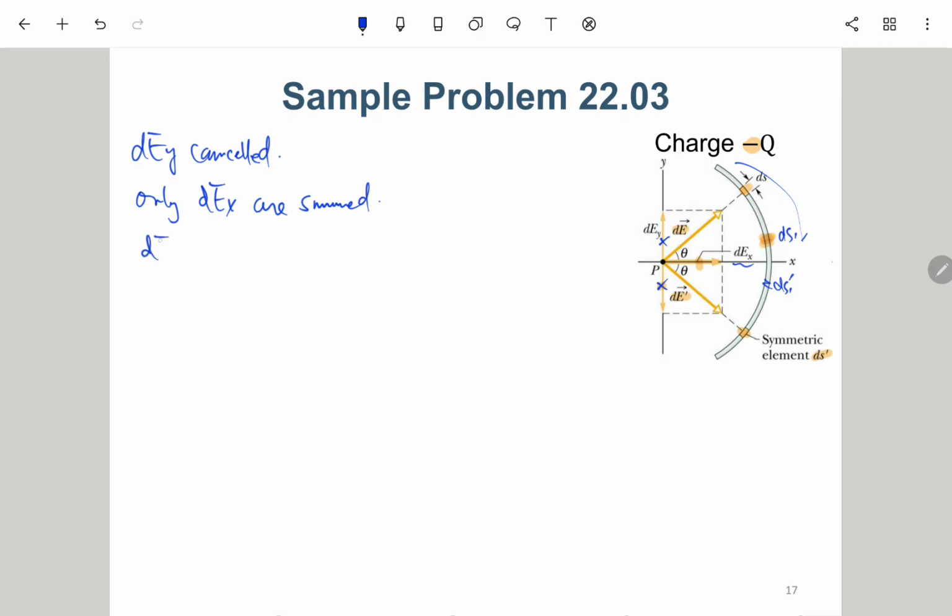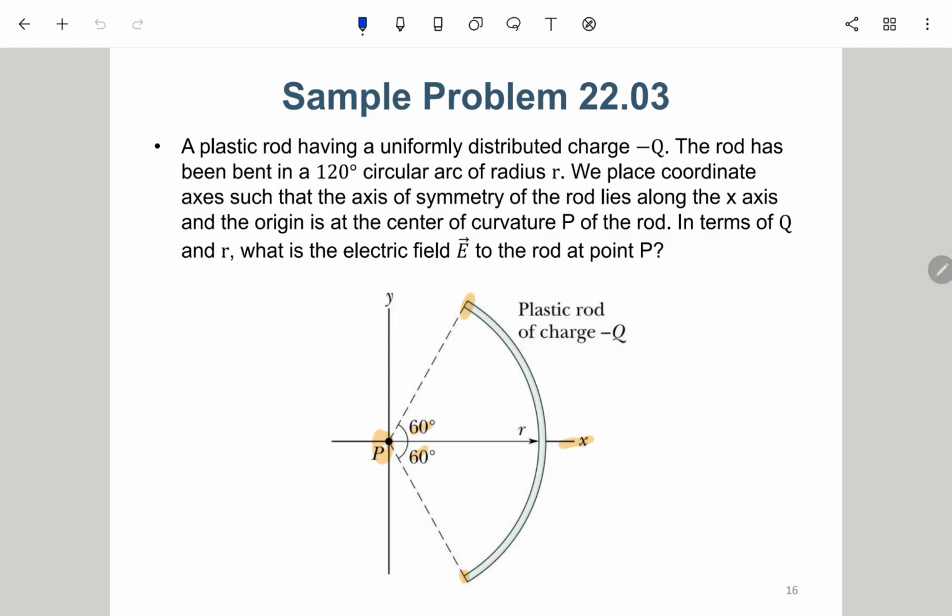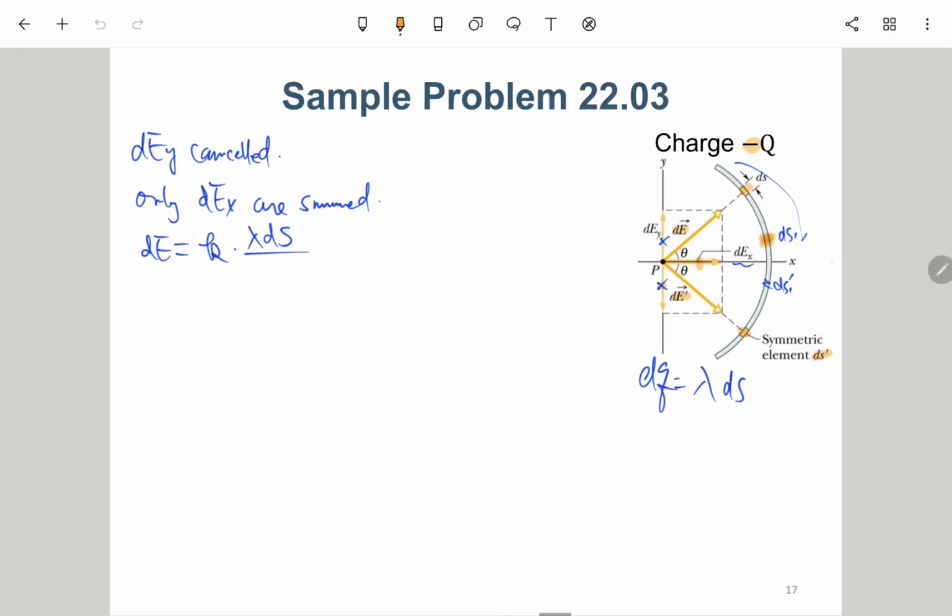Okay, so we consider dE will be like k times... We also consider the linear charge density is lambda. So lambda ds will be dq in this case. So dE is k times lambda ds over the radius, which is small r, squared, R squared. Okay, so this is dE.